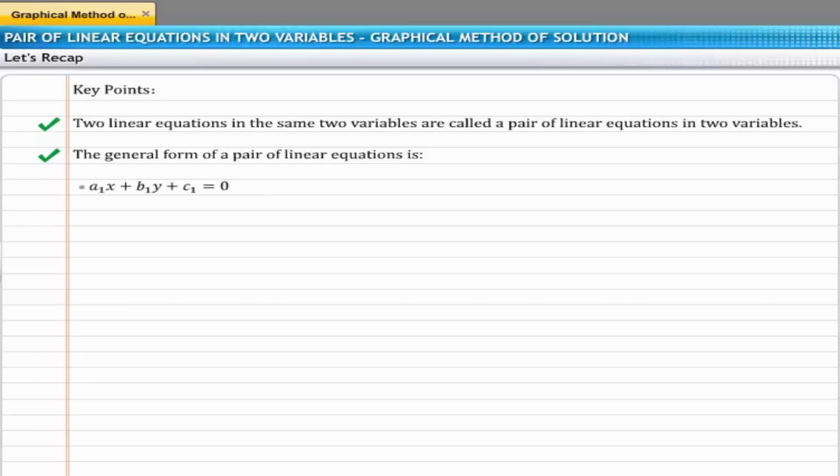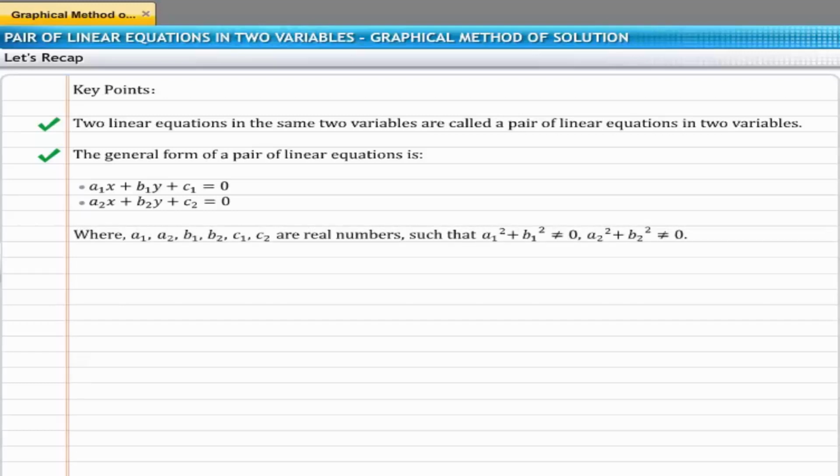a1x plus b1y plus c1 is equal to 0. a2x plus b2y plus c2 is equal to 0, where a1, a2, b1, b2, c1, c2 are real numbers, such that a1 square plus b1 square is not equal to 0, a2 square plus b2 square is not equal to 0. The graph of a pair of linear equations in two variables is represented by two lines.